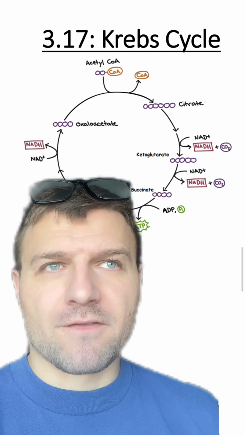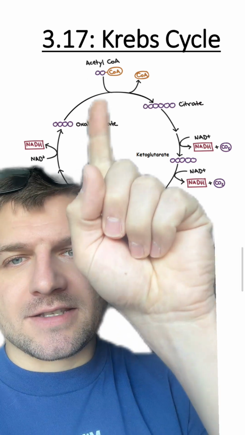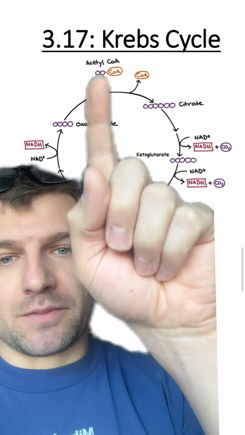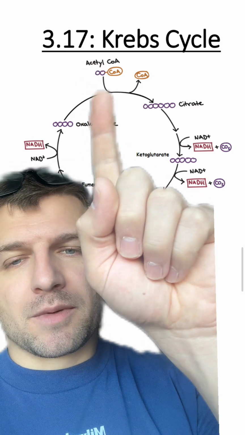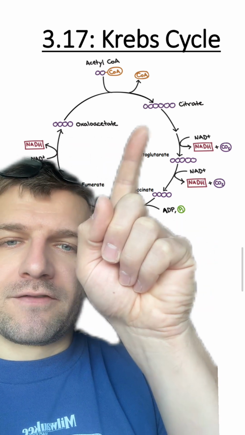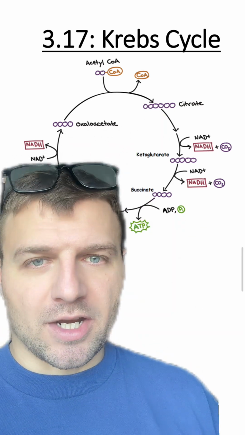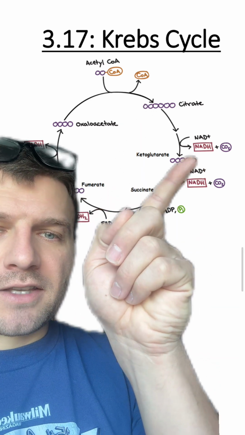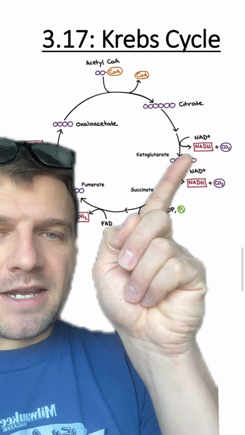So remember that from the prep step, we are getting an acetyl-CoA molecule. The important part of that molecule is the acetyl group here, which is 2 carbons. This 2-carbon molecule is going to bind with oxaloacetate, which is a 4-carbon molecule, and it's going to form a 6-carbon molecule called citrate. Citrate is going to become something called ketoglutarate after a carbon dioxide is removed, and NAD becomes NADH.